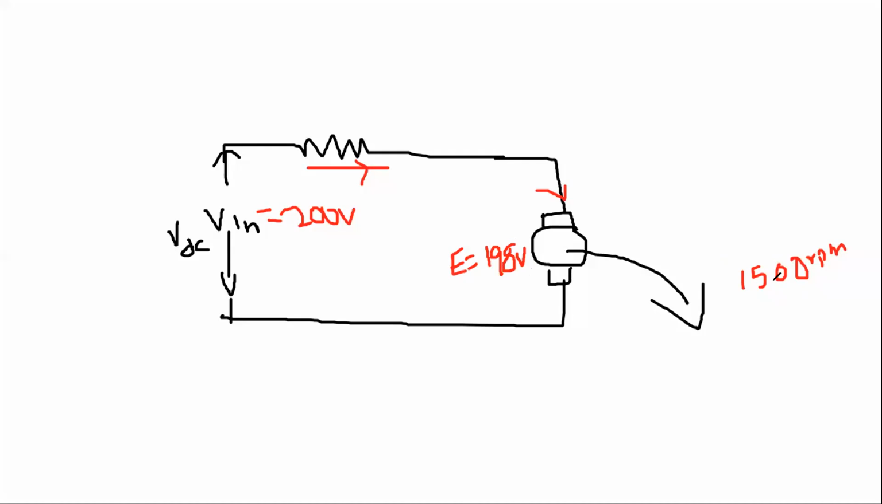Now I need to reduce the speed of the machine. This is the speed of the motor, you can consider it as NS. You can see here N is 1500 RPM and E is 198 volts. Now I need to reduce the speed of the machine. At that point, will the induced EMF increase or decrease?